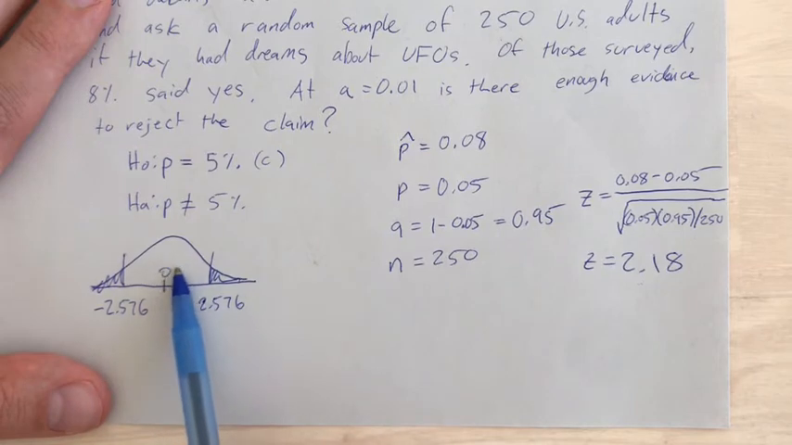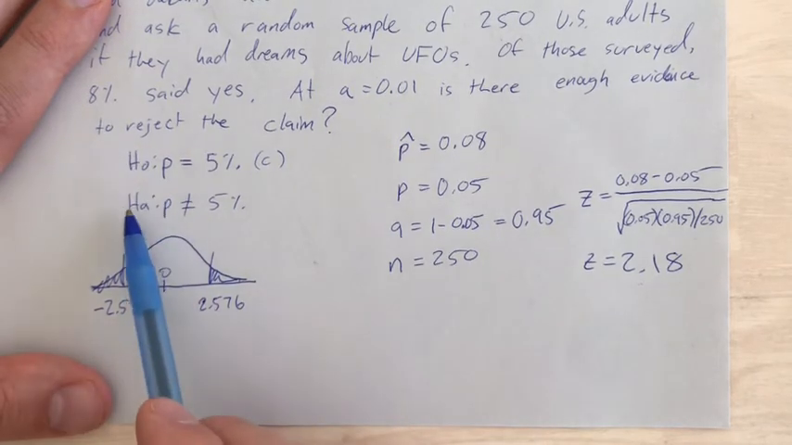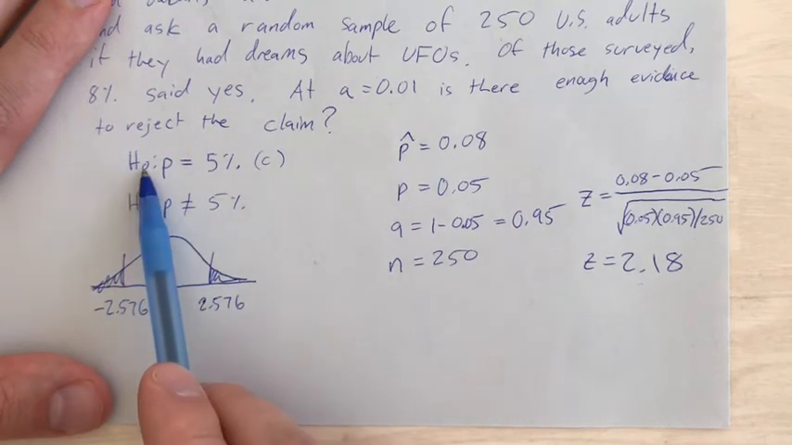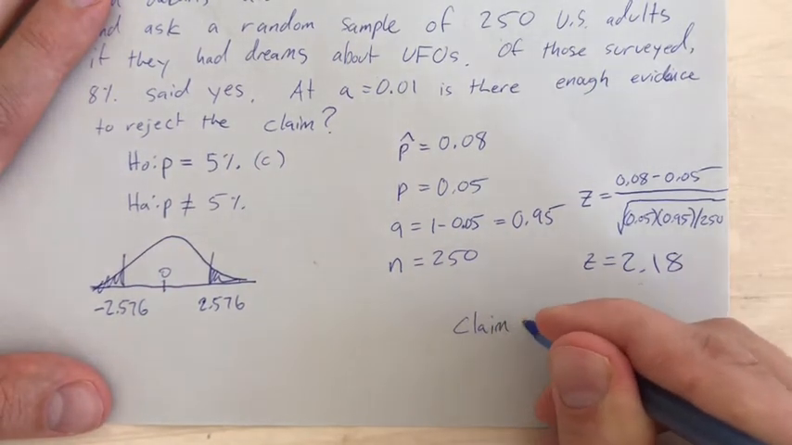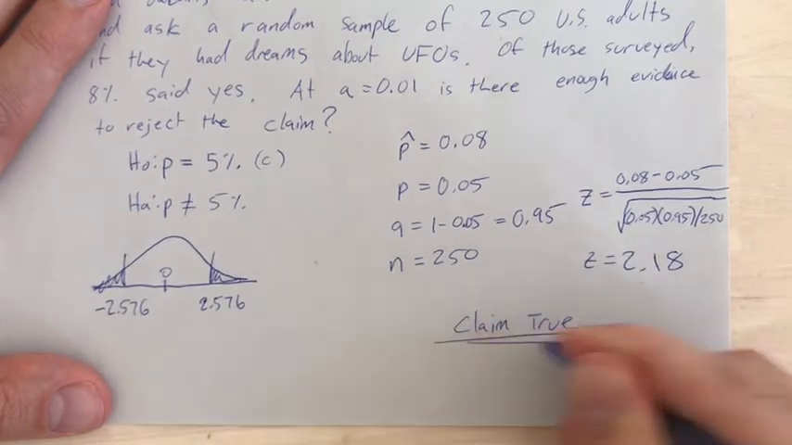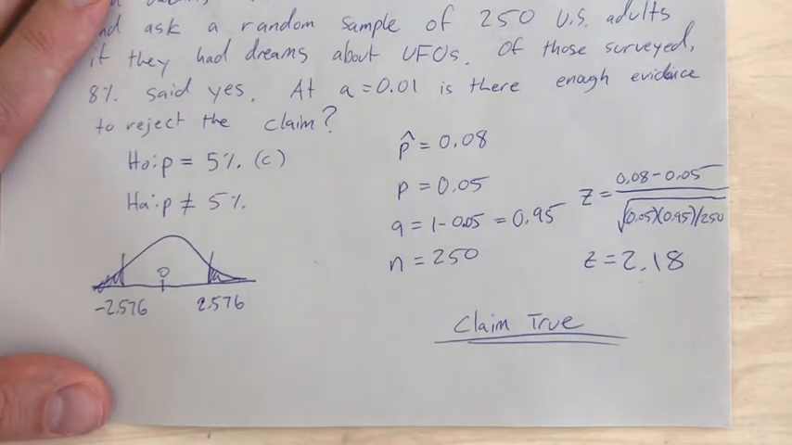Because we're in this region, that's going to make H0 true, HA false. So because H0 is our claim in this case, the claim is going to be true. And that would be the answer. If you want to be more specific, can you reject the claim is what it's asking us, and the answer is no, we cannot reject the claim. The claim is true. So that is one example. Let me try one more.